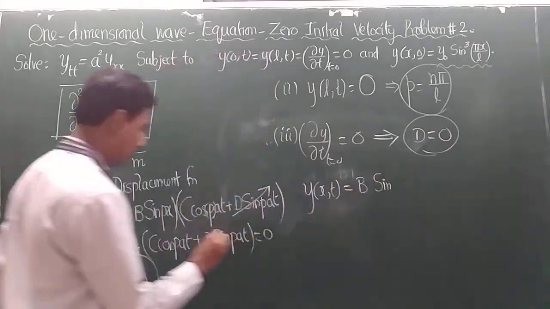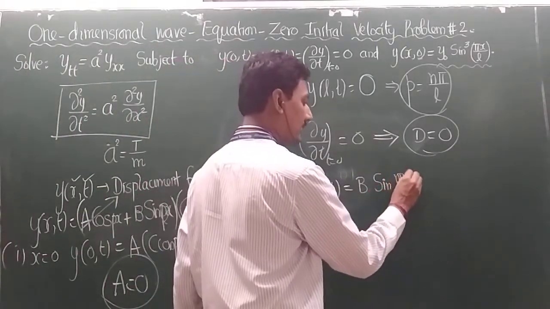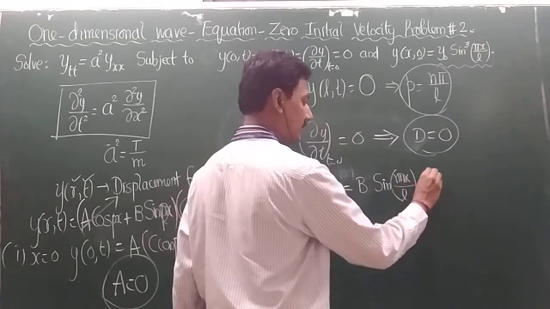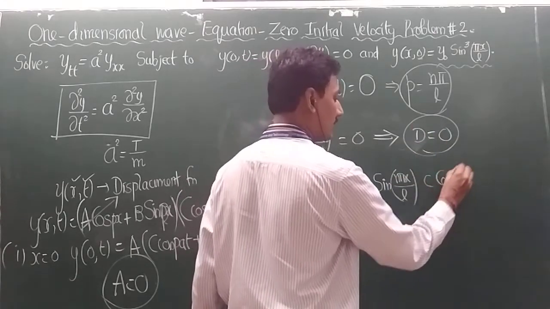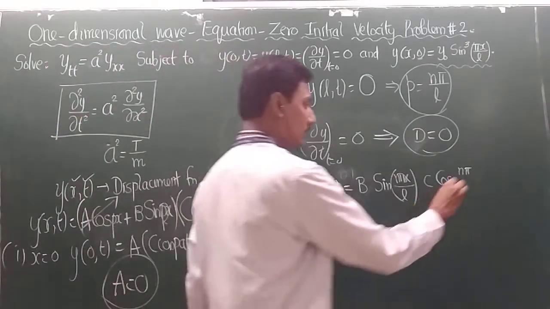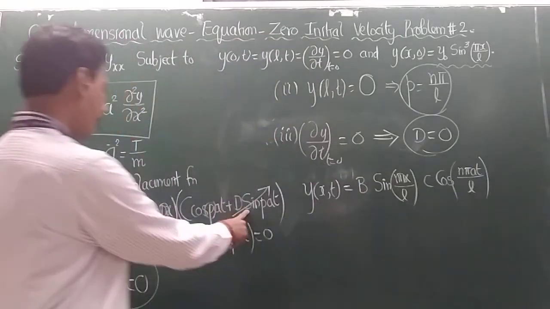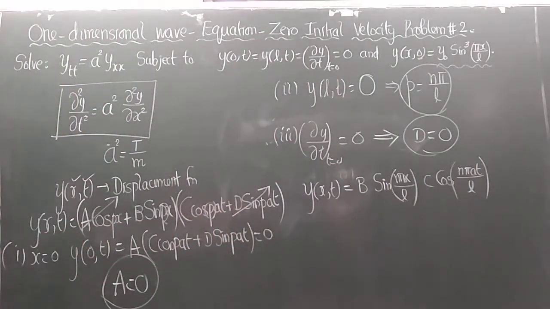What about p? p is n pi by L, so it is n pi x by L. What about c? c is the arbitrary constant. Cos p, what's the p here? p is equal to n pi by L, so n pi a t by L. What about a and d? Both are 0.